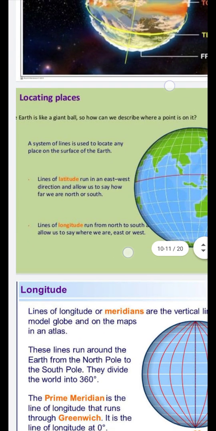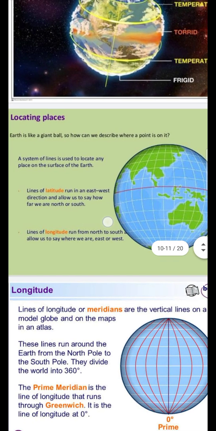Now here is the earth's surface. Earth is like a giant ball. So how can we describe where a point is on it?